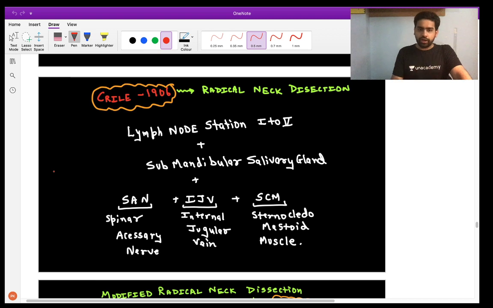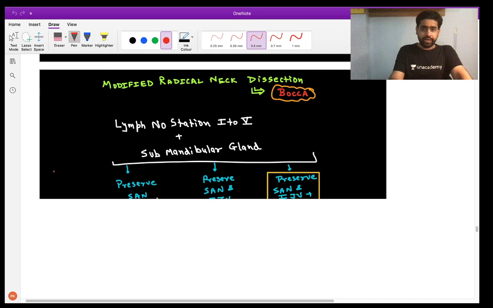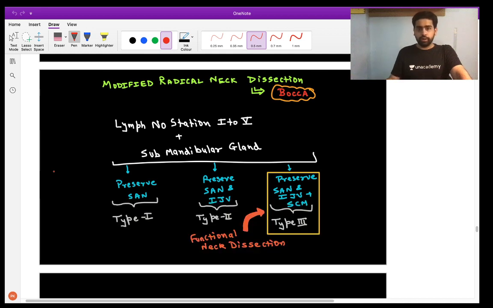Even when Crile was alive, he thought it over himself, and he said that if the spinal accessory nerve, internal jugular vein, and sternocleidomastoid are not involved, you may not remove them. Even he started saying that, and it is present in his literature. But after a period of time, the modified radical neck dissection was introduced by Bocca, and he said that you don't need to remove them. So depending on which structure is preserved, we have different types of modified radical neck dissection.